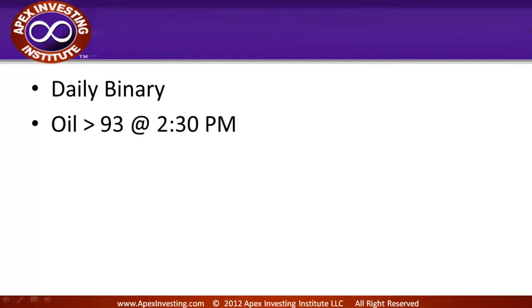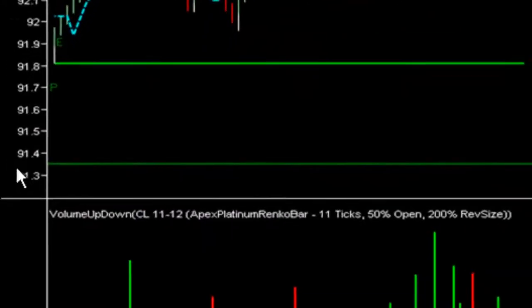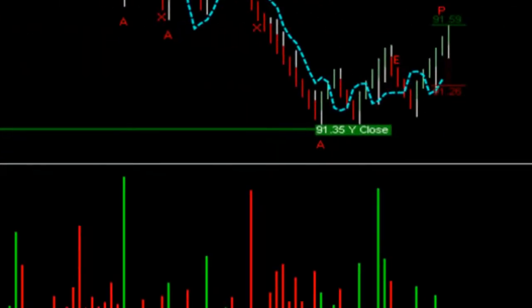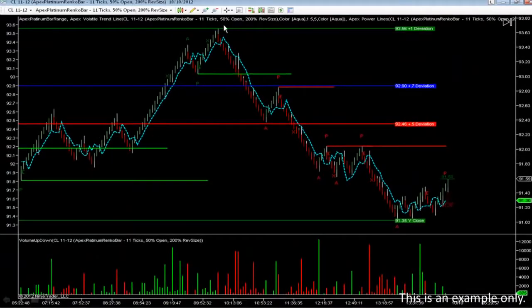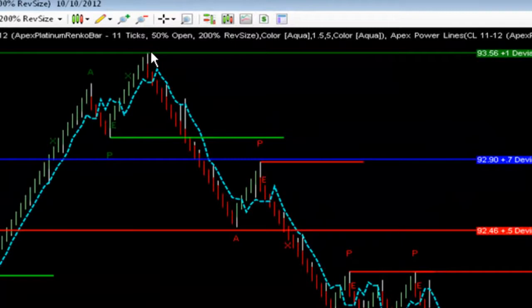Let's go ahead and look at the chart on oil itself, and then we'll look at the chart on the binary and see how it responded. Right here we can see the closing price of oil yesterday, and we can see that it moved up. It hit the half deviation, the 0.7 deviation, and then it topped out literally at the one deviation level. So this is where you'd be looking to exit the binary trade that you entered.